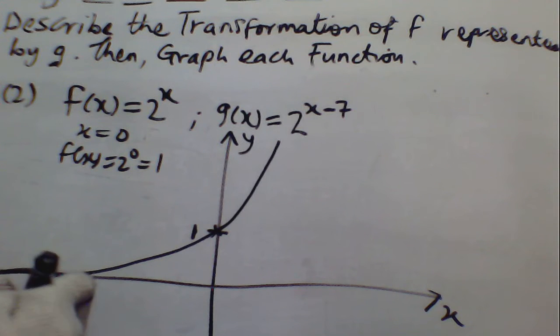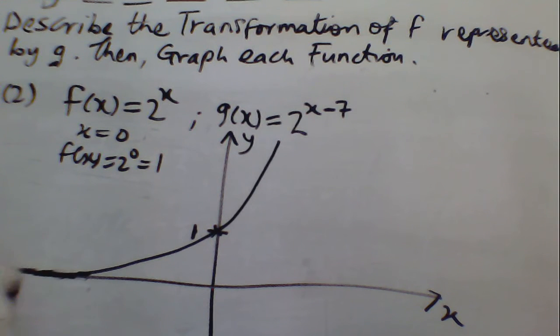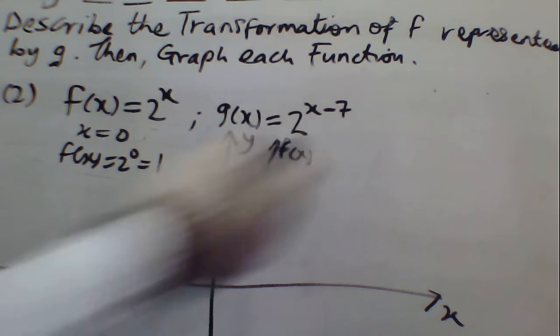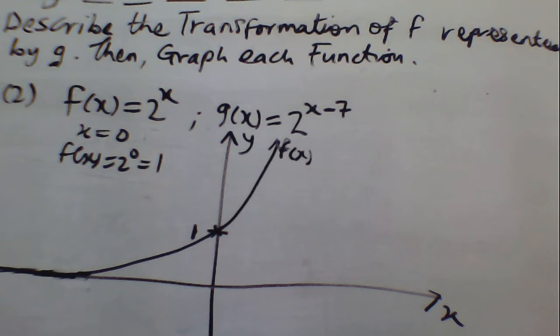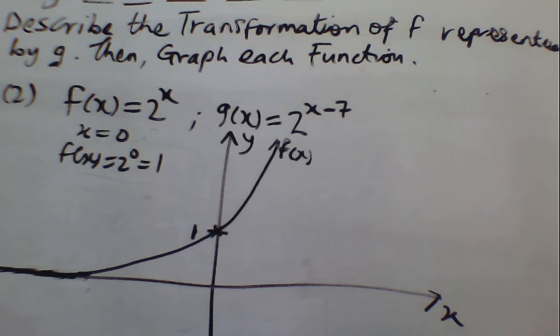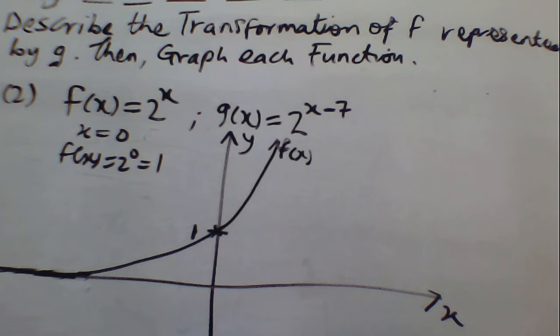To cross the x axis, to approach it, but will not cross it. So this is how it's going to look. This is a graph of f of x. So once we have done that, the next is to find some values for g of x. You may use a table of values. You may assign some points so you can plot it.